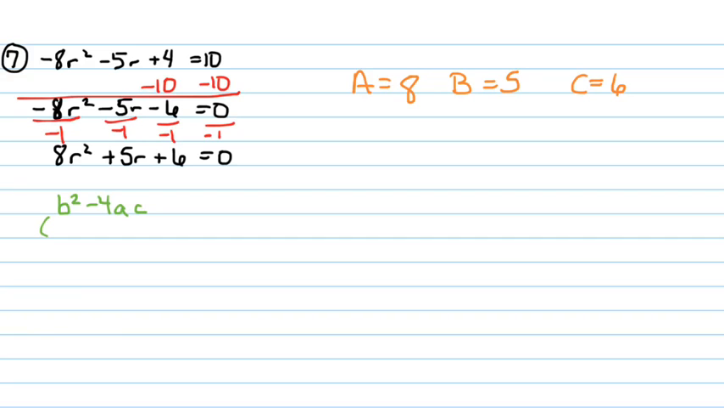So b is 5 minus 4 times 8 times 6. So that's 25 minus 192, which gives me negative 167. Because it's negative, that tells me that I have 2 imaginary solutions.